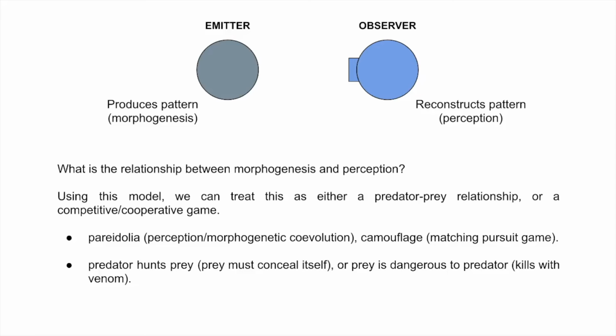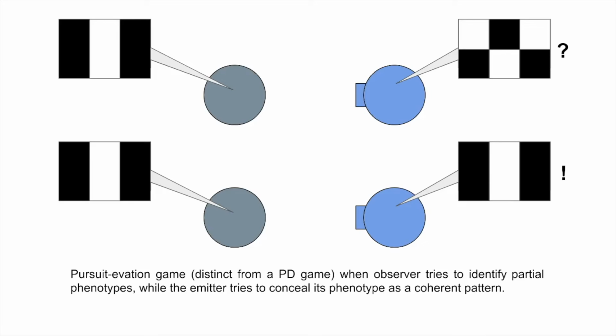In this case, the predator hunts the prey, and the prey must conceal itself, or the prey is dangerous to the predator in some way, like it kills with venom. All those possibilities can be replicated in this game. So we have a pursuit evasion game, which is distinct from a prisoner's dilemma game. The observer tries to identify partial phenotypes, while the emitter tries to conceal its phenotype as a coherent pattern. Here you can see that this emitter isn't trying to conceal its pattern, but it could definitely have different types of striping patterns over time.